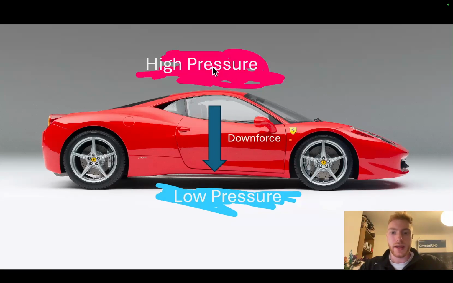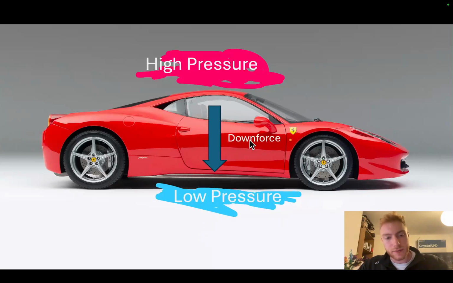And last of all, we'll finish with downforce. So it's the same kind of concept. You're thinking about the resultant force, but in this scenario, it's acting downwards. So what you want is to maximize downforce. You want the highest pressure here and the lowest pressure here.